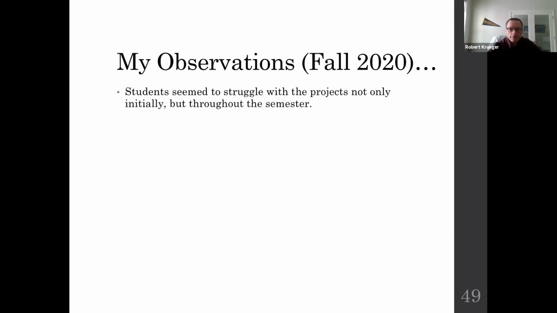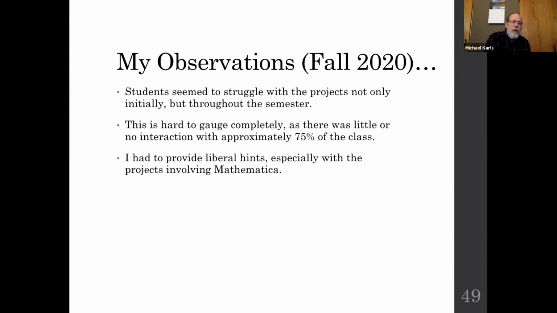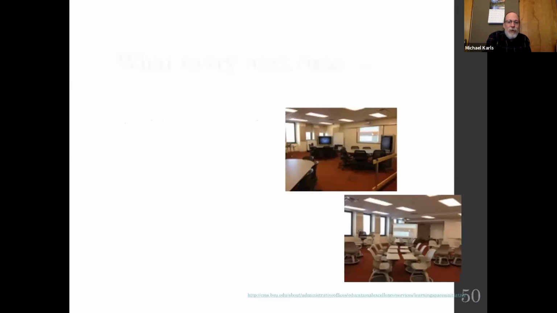Students seem to struggle with projects not only initially, but throughout the semester. And that's kind of hard to gauge because with it being an online class and asynchronous, there's little or no interaction with approximately 75% of the class. I had to provide liberal hints, especially with the Mathematica projects. And one of the neat things is for this project 6, I came up with a method to minimize error in Mathematica, something none of my colleagues have ever seen, which was cool.